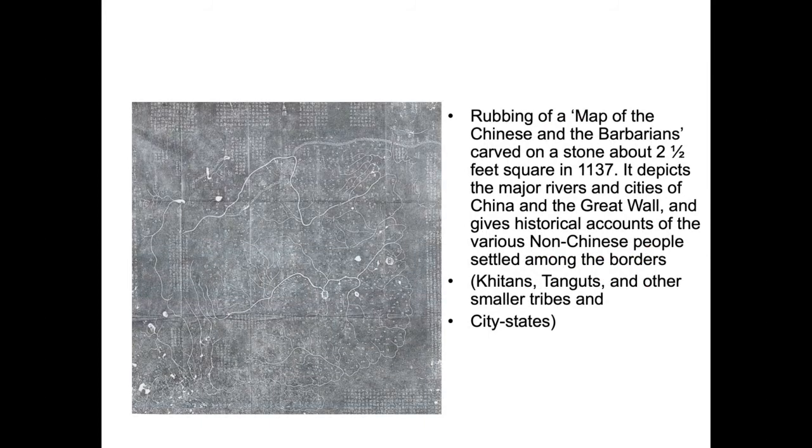So Mongols had a lot of important inventions or policies. This one shows the map of the Chinese and the barbarians carved on a stone in 1137. This is the Great Wall. Inside you have the majority of ethnic Han Chinese people, and then across the border you have nomads, but then they came in eventually.